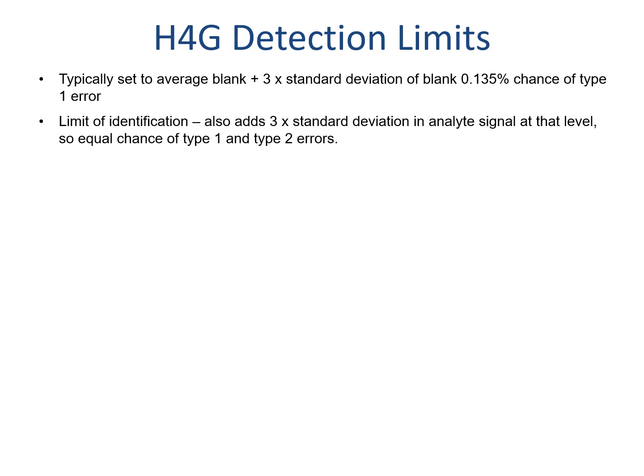If we want to not just detect, but to actually give a number of something, we generally start doing that at 10 standard deviations above the blank signal, at which point the chances that our signal is coming from the blank are astronomically small.